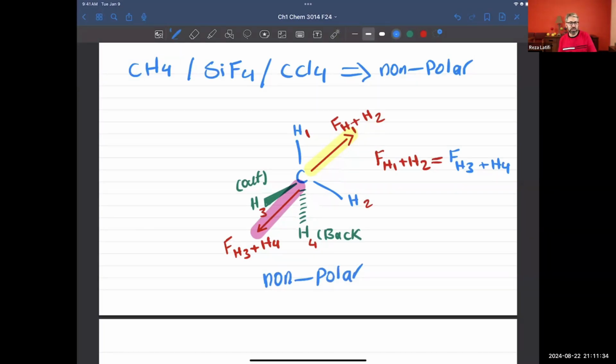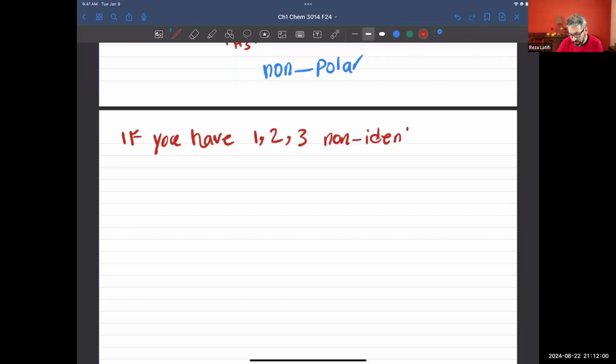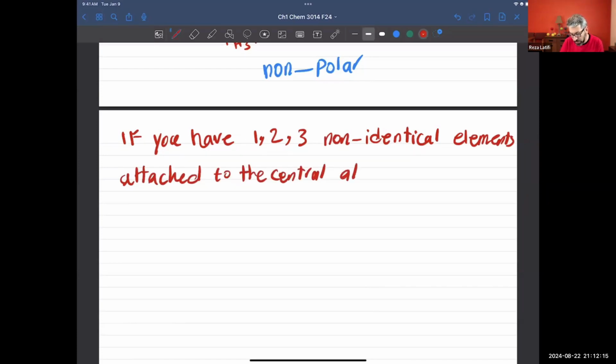Okay, nonpolar. Question: what if I change one of the hydrogens? Or if I change 2 of them, or 3 of them? Okay, so if we change one of them. No, if you have 1, 2, or 3 non-identical elements attached to the central atom, in that case, all will be polar. Okay, all will be polar.